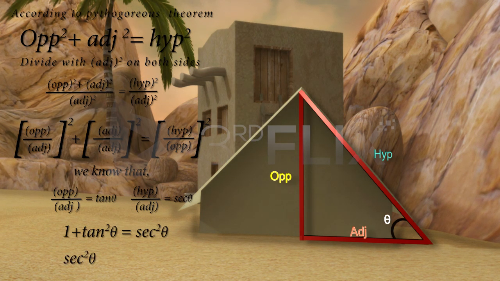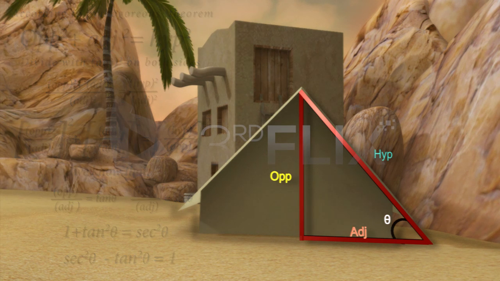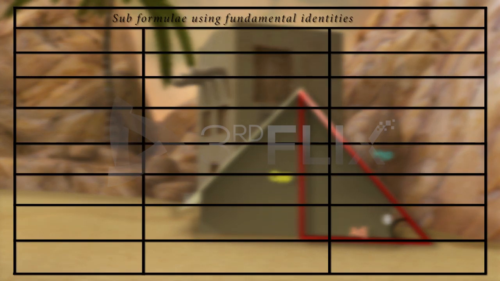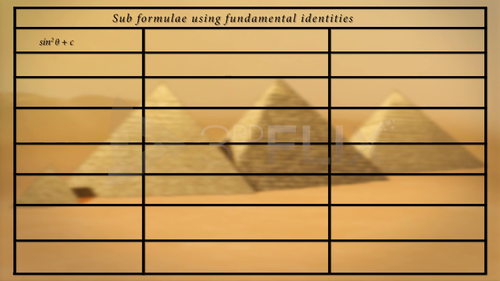Summary. The sub-formulas using fundamental identities. Sine square theta plus cos square theta equals 1. Sine square theta equals 1 minus cos square theta. Sine theta equals square root of 1 minus cos square theta. Cos square theta equals 1 minus sine square theta. Cos theta equals square root of 1 minus sine square theta.